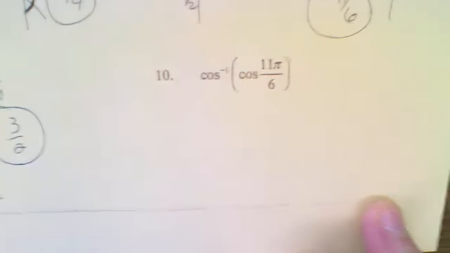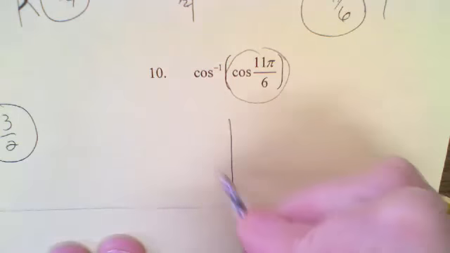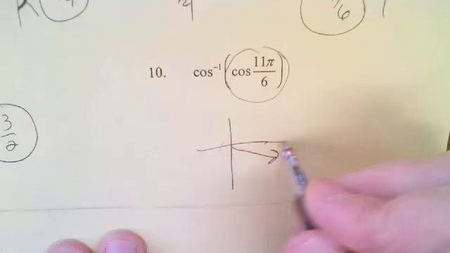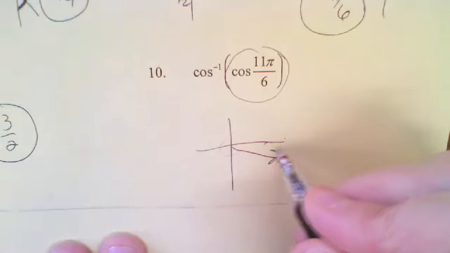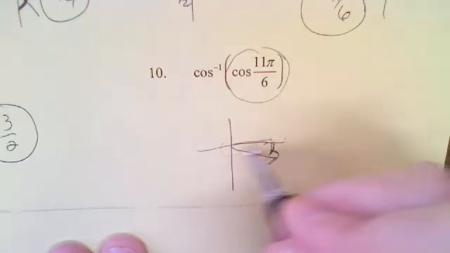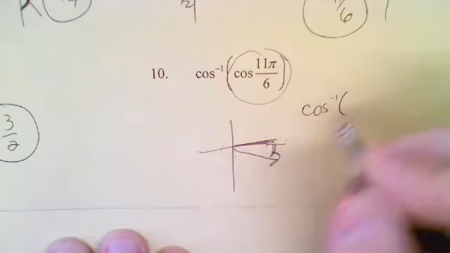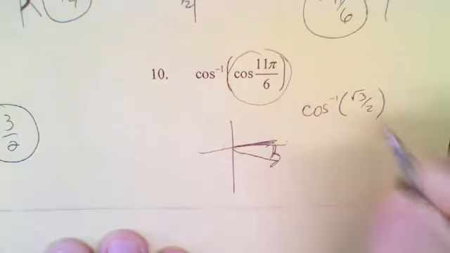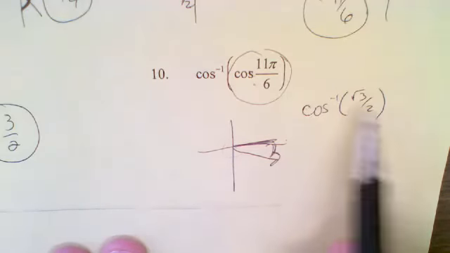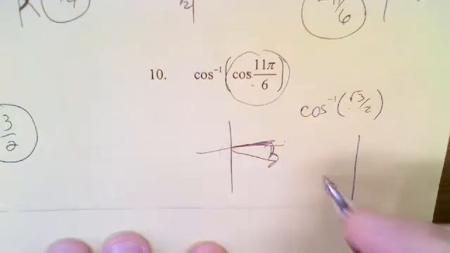And then the last one on the front page is they gave you the angle 11 pi over 6. So 11 pi over 6 would be here. 12 pi over 6 is 2 pi, so it's a reference angle of pi over 6. The cosine of that angle is the x value. That is radical 3 over 2. So you first figure out what that is, radical 3 over 2. So it becomes a new problem. Inverse cosine of radical 3 over 2.